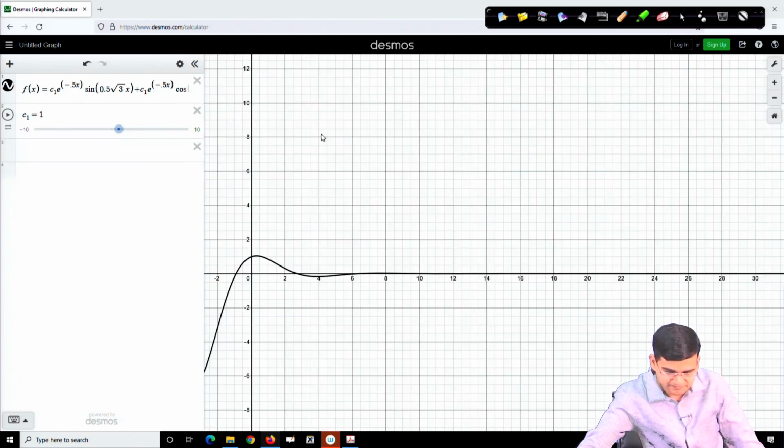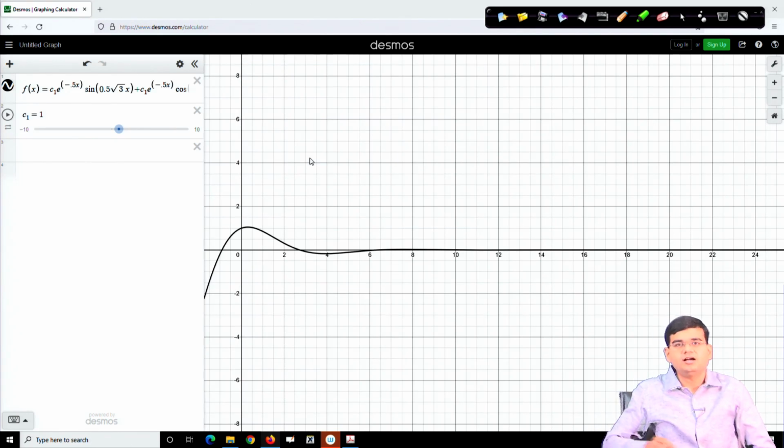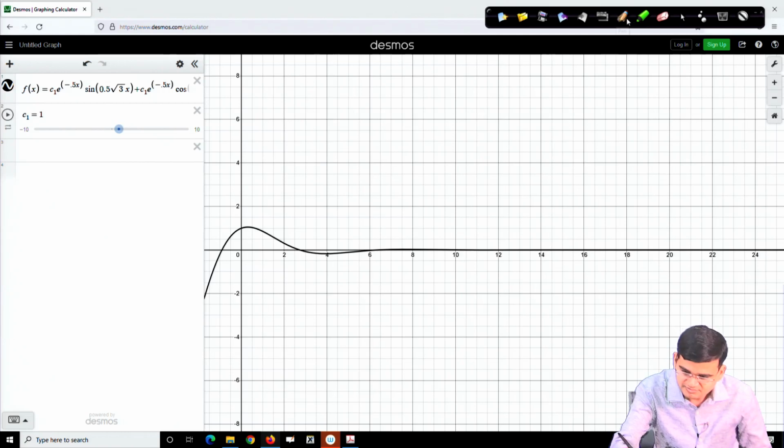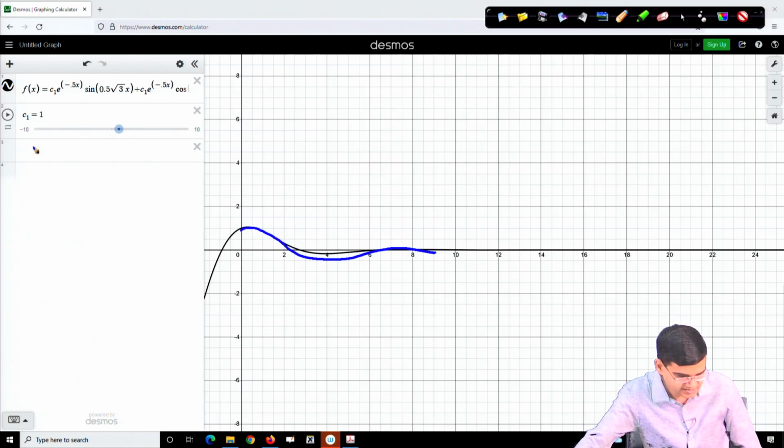What do you get here? The system had oscillations, but the system was damped. Okay, this is a system with damping. So, therefore, the oscillations went to 0.